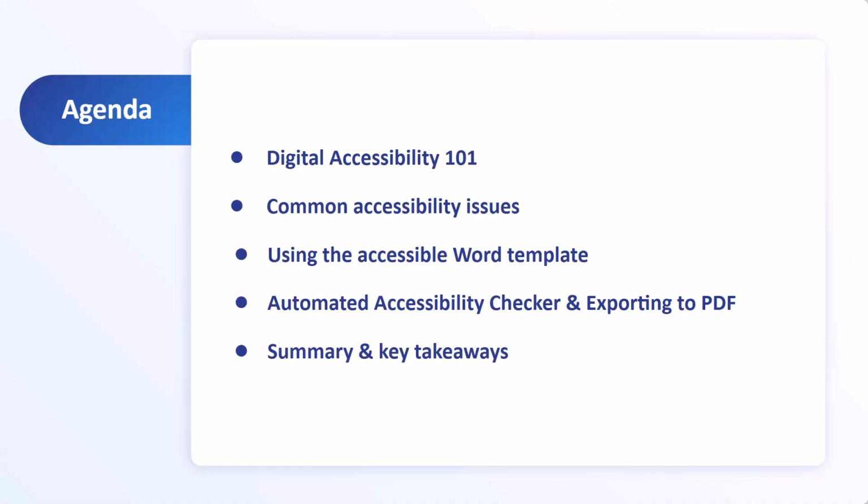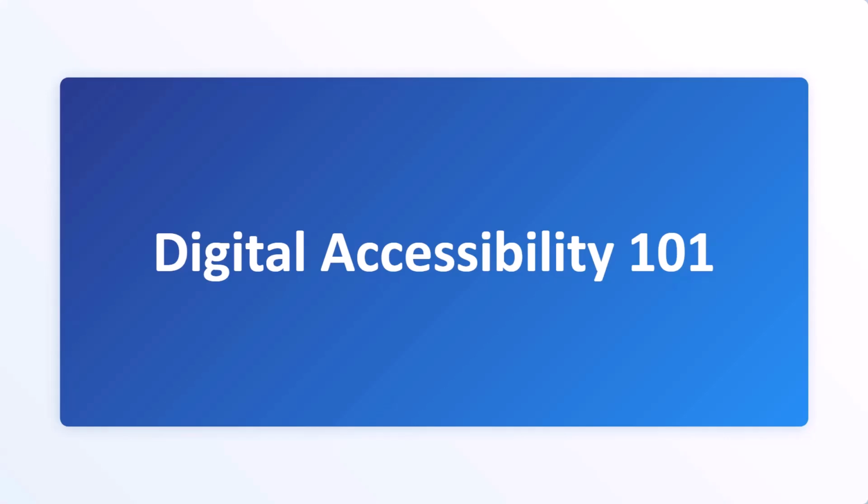We're going to later look at an accessible Word template that Suzanne made, which you can cut and paste your content into to help ensure it is more likely to be accessible than it might have been in its original form. And we'll end by looking at how you can double-check the accessibility by running the automated accessibility checker in Word before you export it to a PDF. And then we'll finally wrap up with some key takeaways to summarize what we've looked at today. So let's start with Digital Accessibility 101.